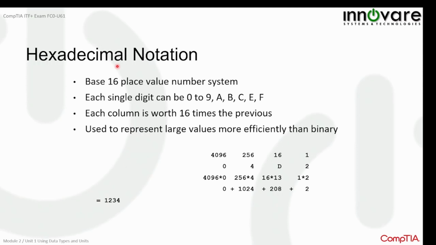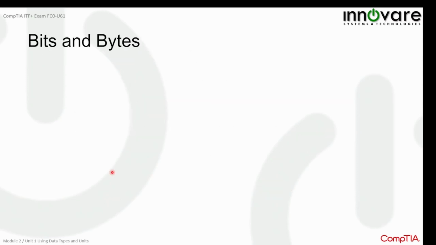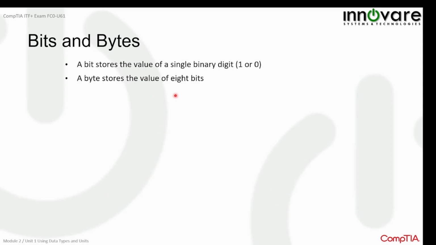So that's hexadecimal notation. And then let's talk about bits and bytes. So when it comes to data types and units, it's important to be aware what we mean by bits and bytes. So a bit is a single value. It's either a binary digit of 1 or 0. When we say bit, it only works with 1 and 0. And then when we say byte, it has 8 bits. A single byte has 8 bits. Ang tawag na doon is byte.